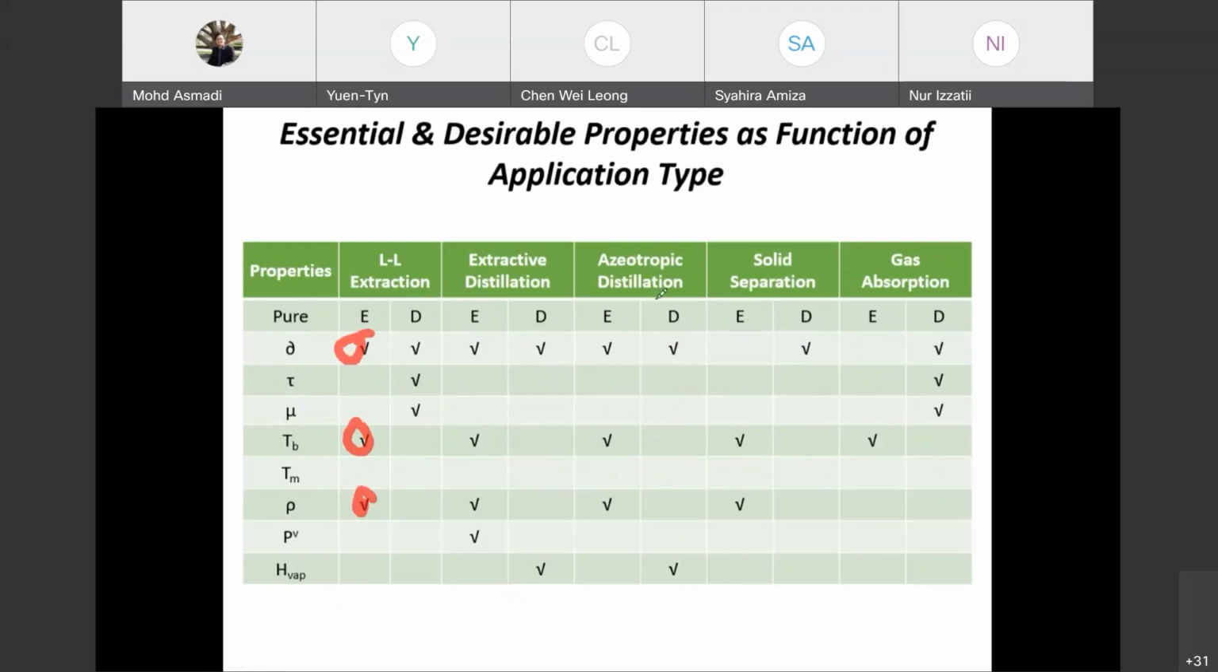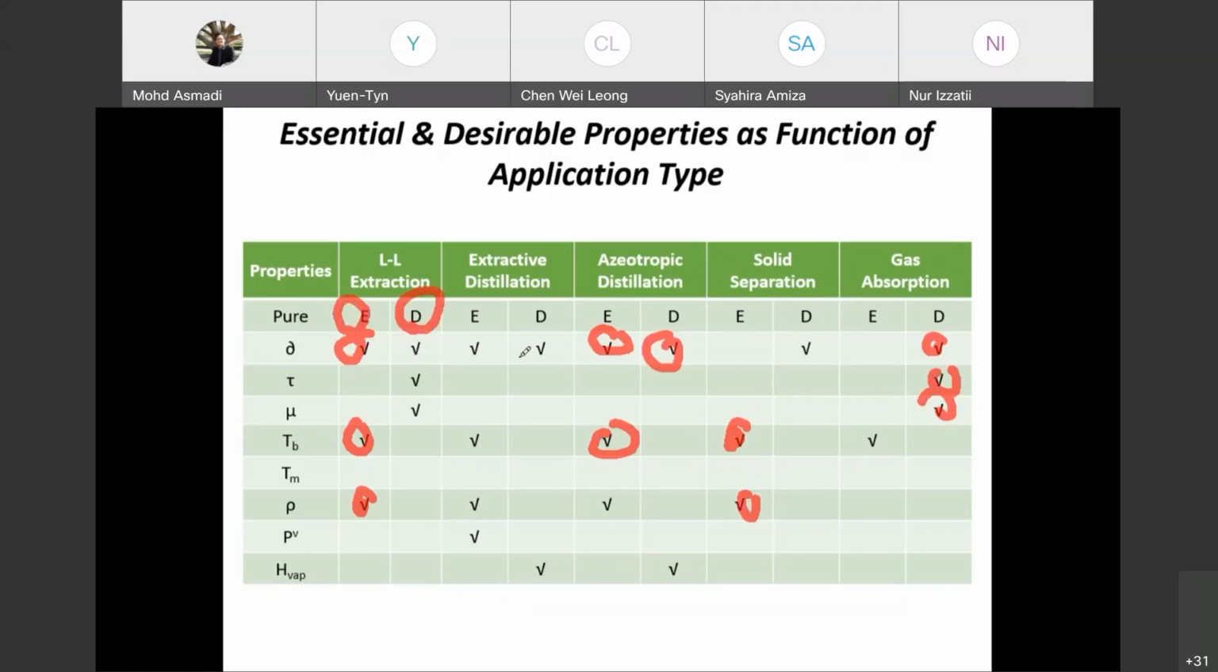If you look at here, isotrope: delta, boiling point. Solid separation: boiling point, density, of course. Gas absorption is more related to delta, tau, and mu. Delta, tau, and mu, I'm not sure what they represent. I think coefficient activity has mu. So this is essential and also desirables.